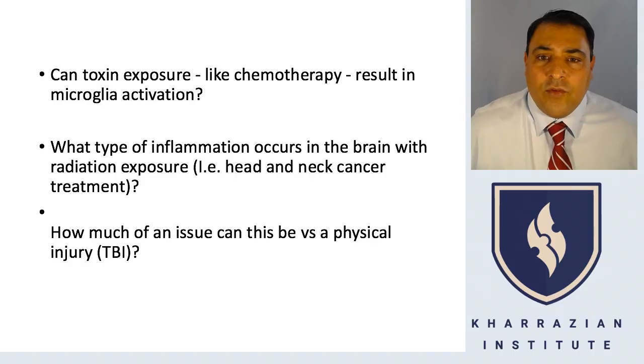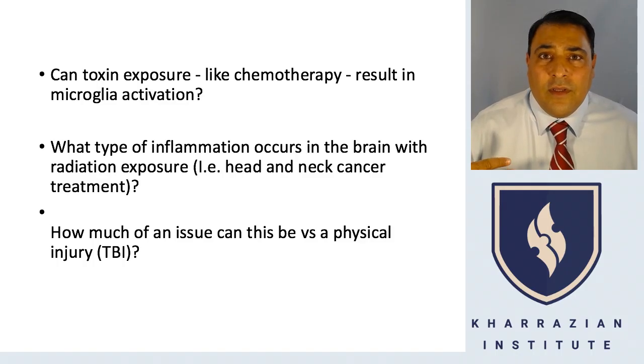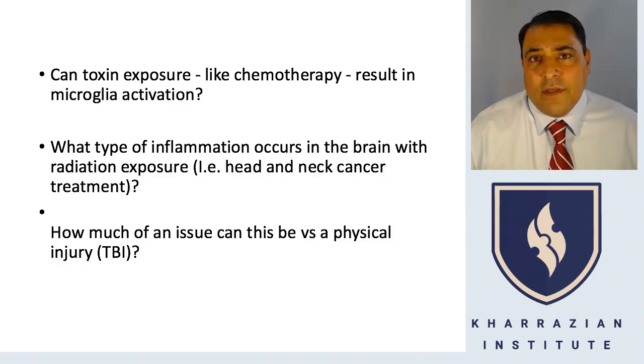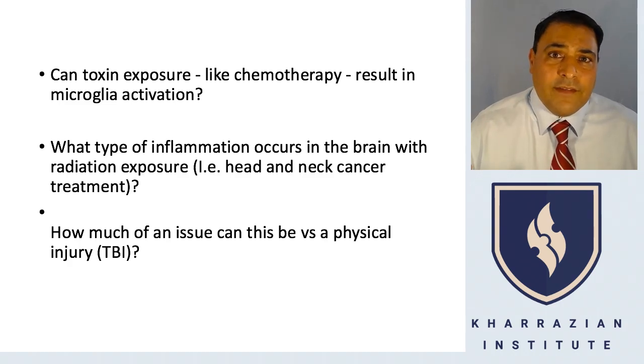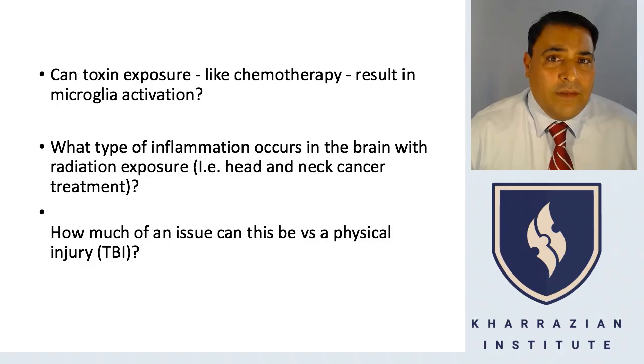Can toxin exposure like chemotherapy result in microglial activation? Yes, absolutely. So any inflammatory response can turn on microglial responses. Now, when you look at toxins, one of the things that toxins do is that they uncouple the mitochondria. So when the mitochondria gets uncoupled and you start to have this oxidative stress response in the mitochondria, that produces free radicals like hydroxyl radicals and superoxide anions, and those create an inflammatory cascade that then turns on microglial cells to an inflammatory M1 state.